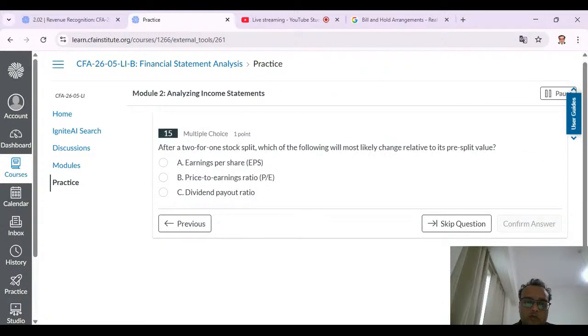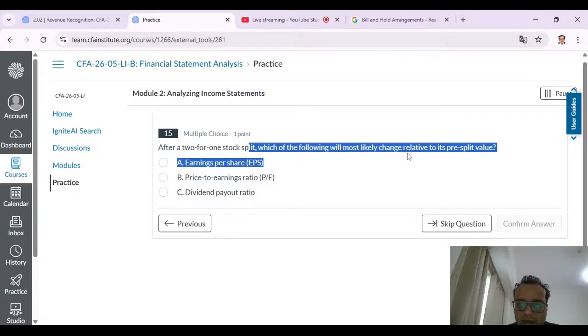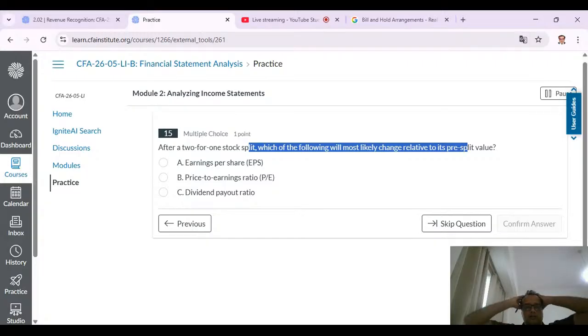The 2-for-1 stock split, which of the following is more likely to change relative to the pre-split value? After a 2-for-1 stock split, EPS.